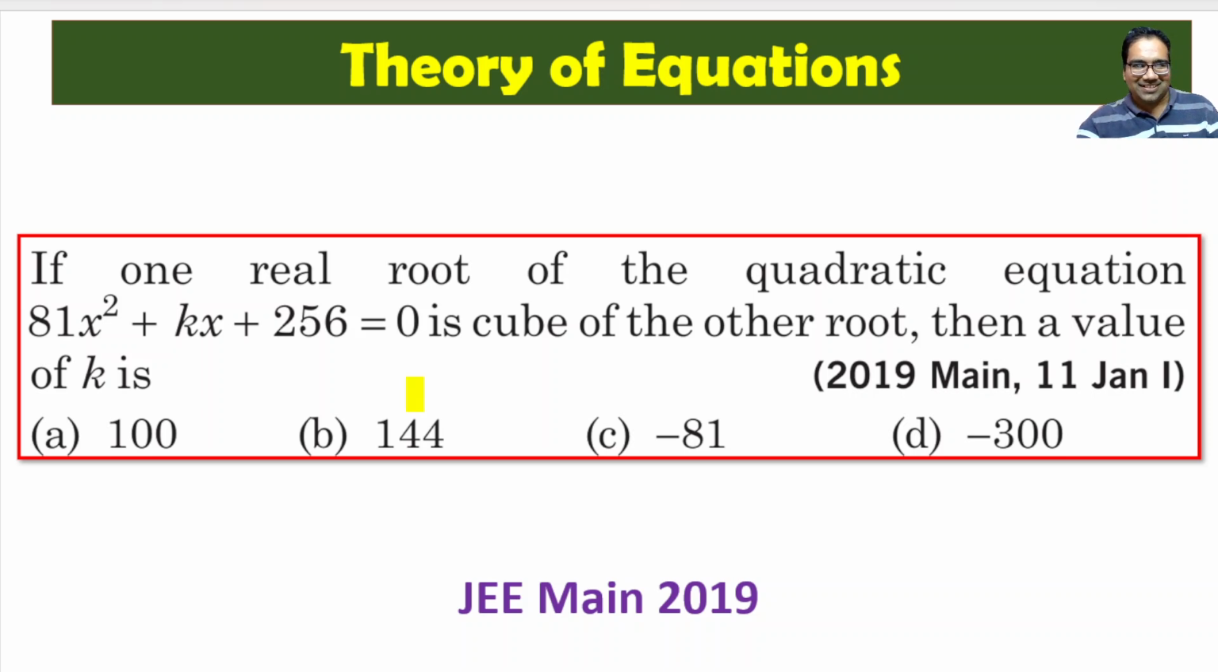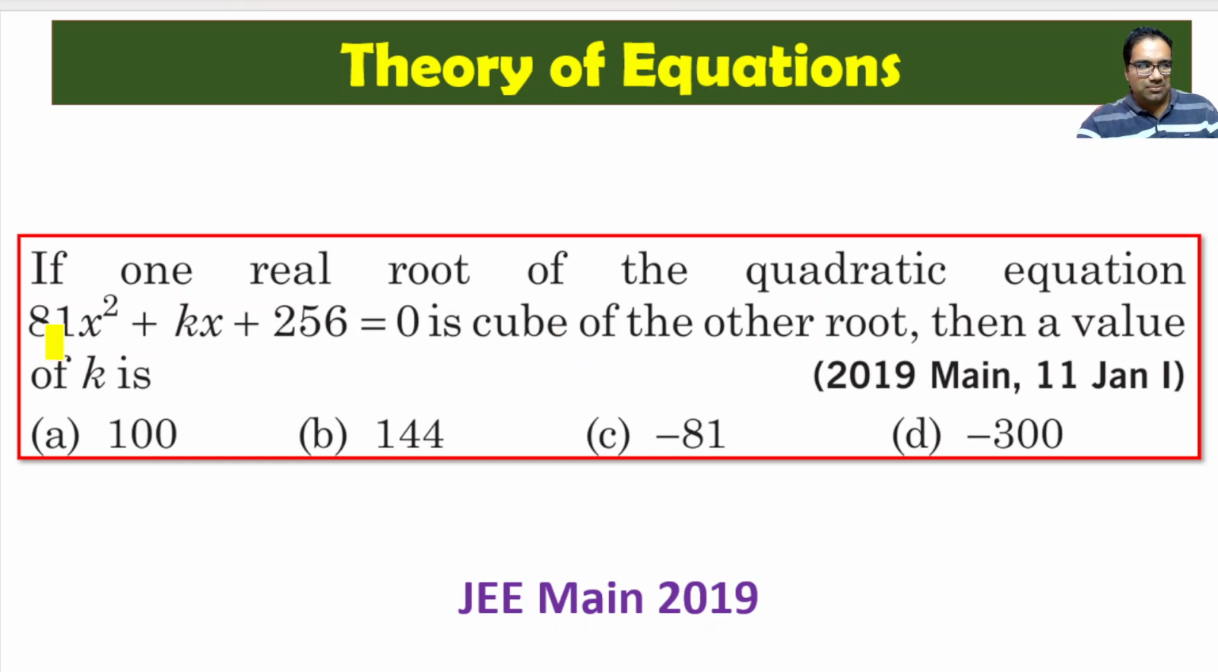Hi friends, here is a nice problem. We are given this quadratic equation 81x squared plus kx plus 256, and we are given it has two real roots. One real root is the cube of the other root. For example, if one is alpha, the other is alpha cube.